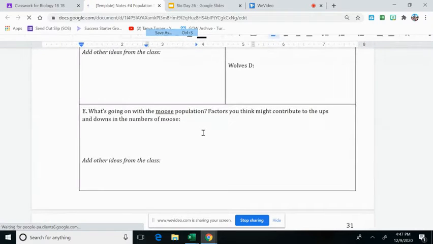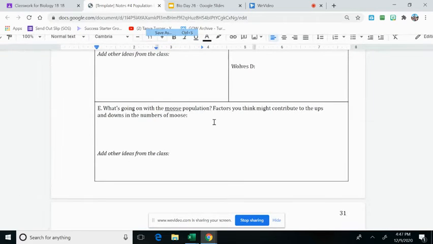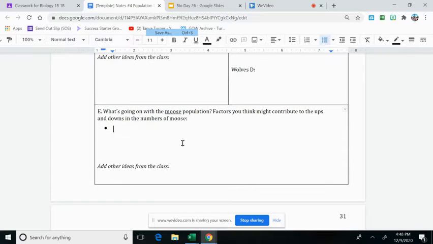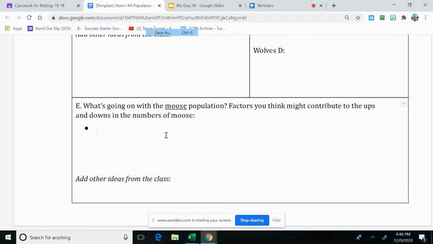Okay, so what is going on with the moose population? Right now, we're going to think about factors that might contribute to these ups and downs. And remember, we use that word fluctuation. So those fluctuations we see in the moose graph. Some things that have already come up in a few classes, or things that you learned from the actual game, were maybe the predators that they have. And remember, those predators specifically on the island are the wolves.